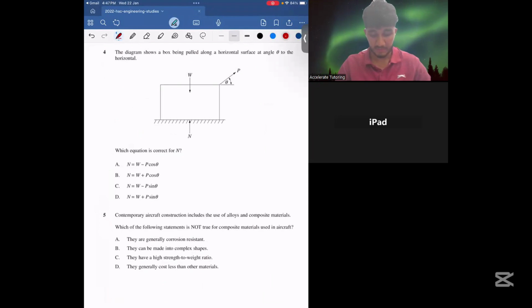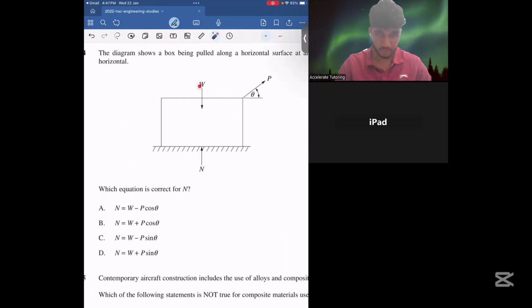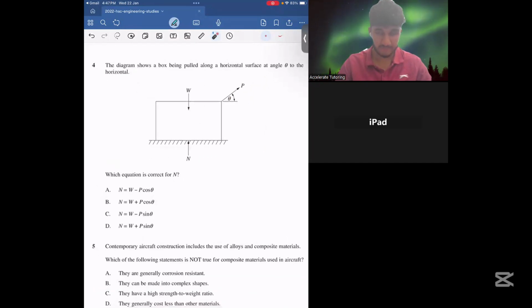Now, question 4 says, the diagram shows a box being pulled along a horizontal surface at angle theta to the horizontal. Which equation is correct for N? Looking at this, we have our normal force going up and our force due to gravity going down, and then we have a force P being applied here. We will also have a force due to friction acting in the opposite direction, but we're not worried about that because we're just looking at the equation for the normal force, which acts up or down the plane.